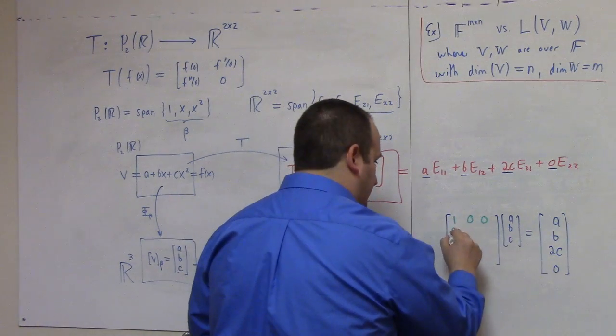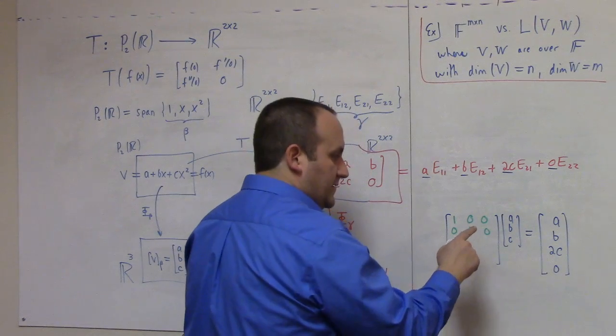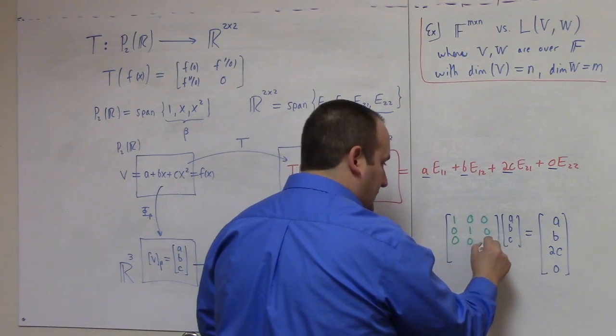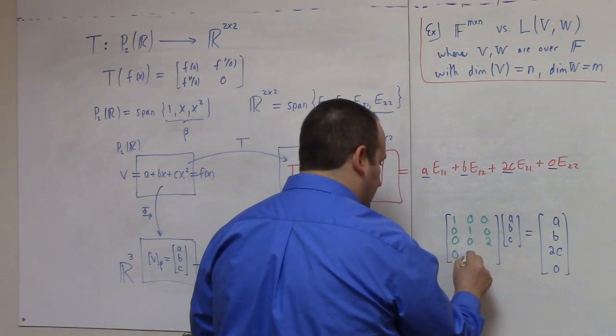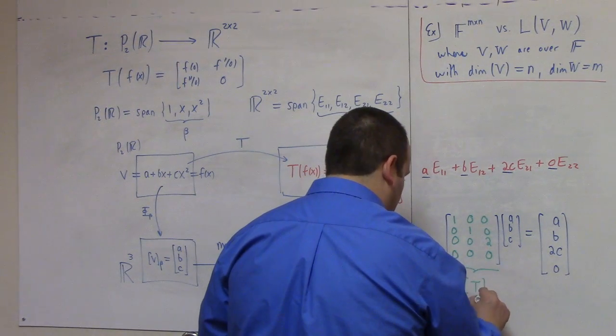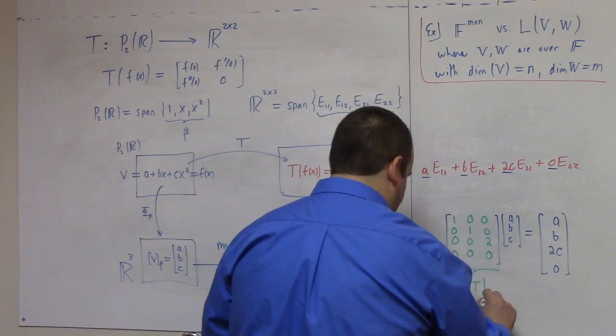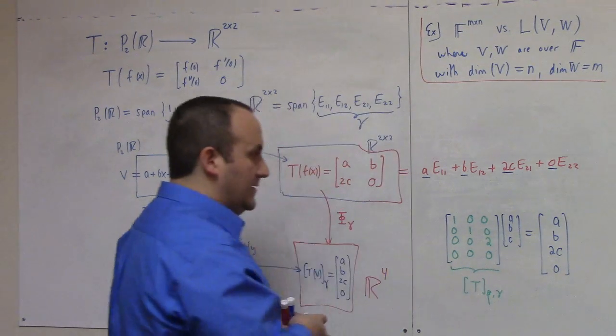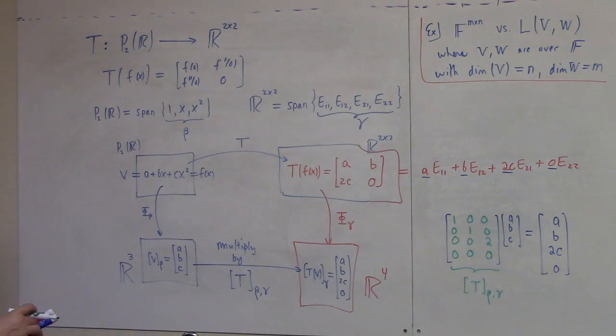To get that B, I have to put 0, 1, 0. To get that C, I need 0, 0, 2. And to get that 0, I just put zeros. And there you have it. That is the matrix of T with respect to the basis beta gamma. That's how you calculate, or at least one way to calculate the matrix of an abstract linear transformation.